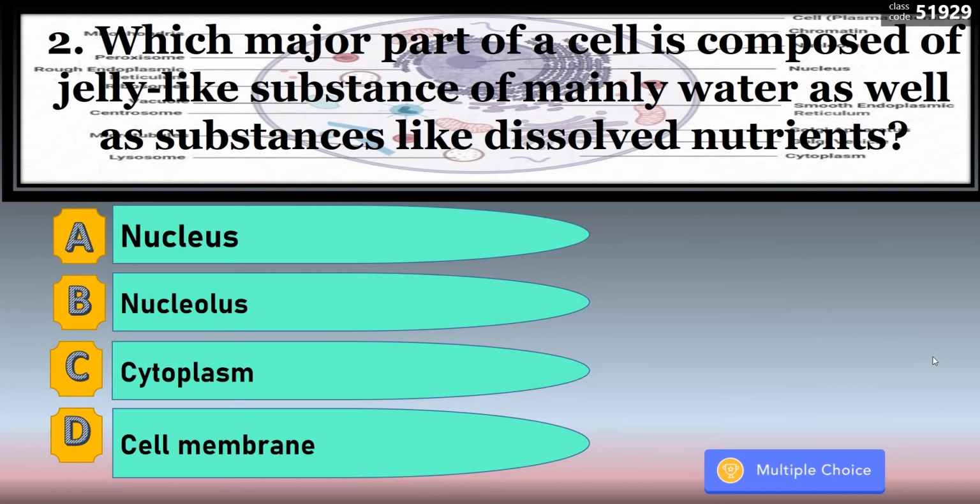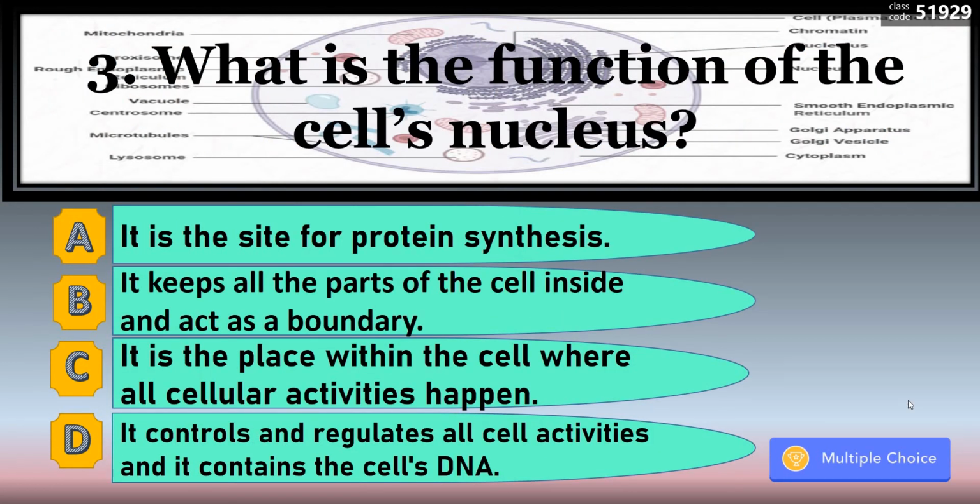Number 2. Which major part of a cell is composed of jelly-like substance of mainly water as well as substances like dissolved nutrients? A. Nucleus. B. Nucleolus. C. Cytoplasm. D. Cell membrane. Go. Okay, time is up. The correct answer for this is letter C, cytoplasm. Let's proceed with number 3.